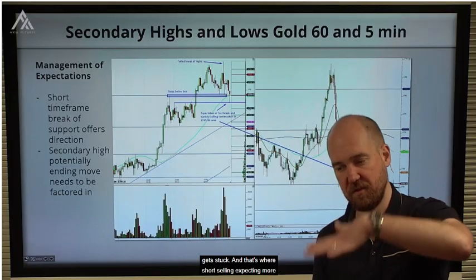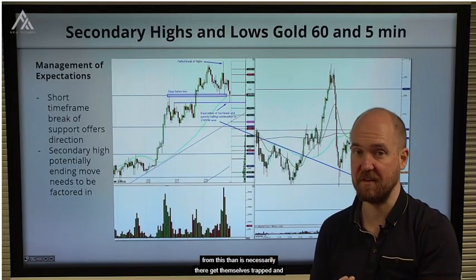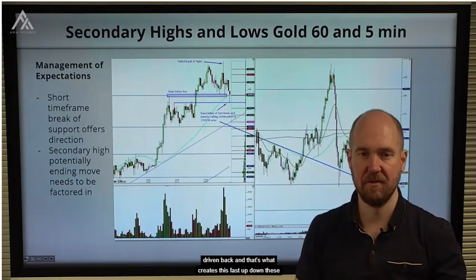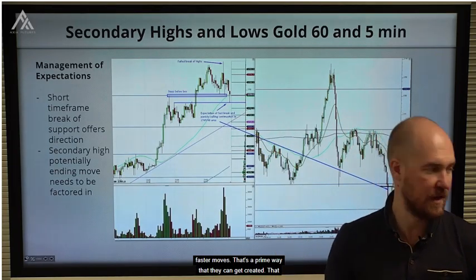And that's where shorts selling, expecting more from this than is necessarily there, get themselves trapped and driven back. And that's what creates this fast up down. So these faster moves, that's a prime way that they can get created.